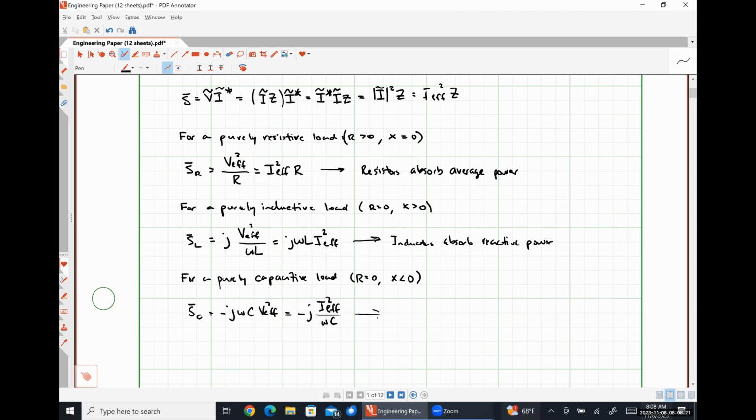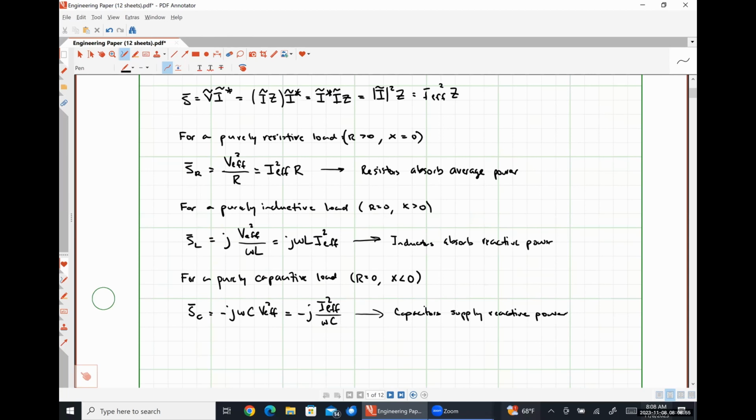And for capacitors, we have the exact opposite situation. We are always going to have a negative result because there's always going to be a negative sign out front, and all of our other quantities are going to look like positive numbers. So we can say that capacitors supply reactive power. We're going to use these relationships again here in just a few minutes when we talk about the concept of power factor correction.